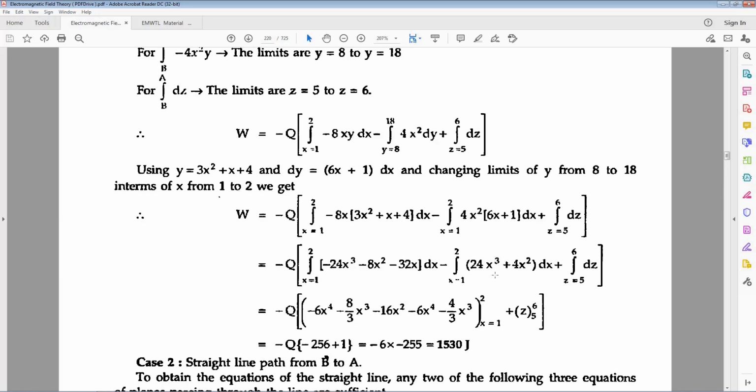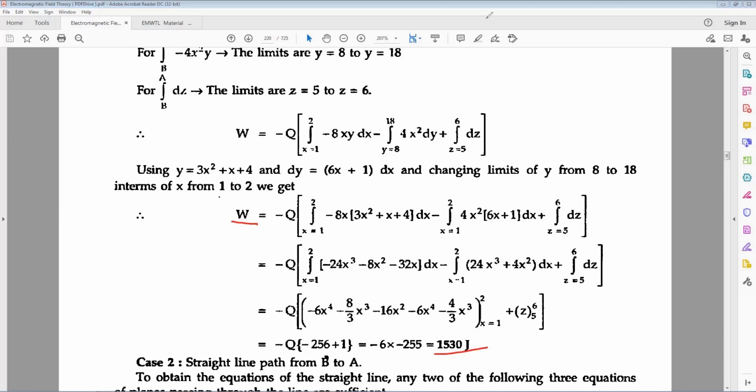Again, 4 is divided with 24, you'll get the 6, minus 6x power 4, and the plus 4x cube by 3 here, 4 by 3 into x cube. Total all the values, the limitations are the same, 1 to 2, and the last one is dz, z from 5 to 6. So simplify this function, and work done W is equal to 1530 joules.